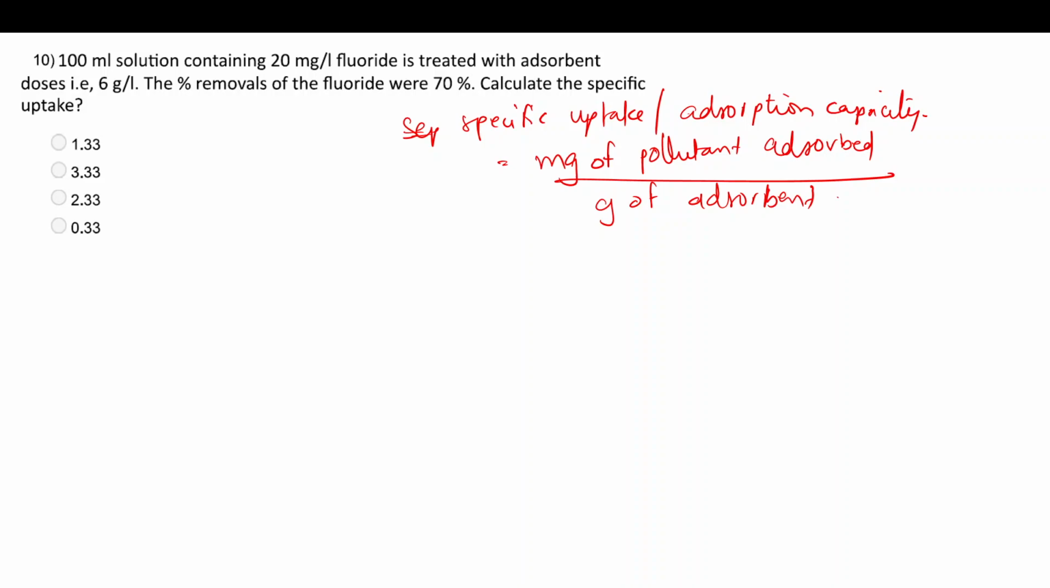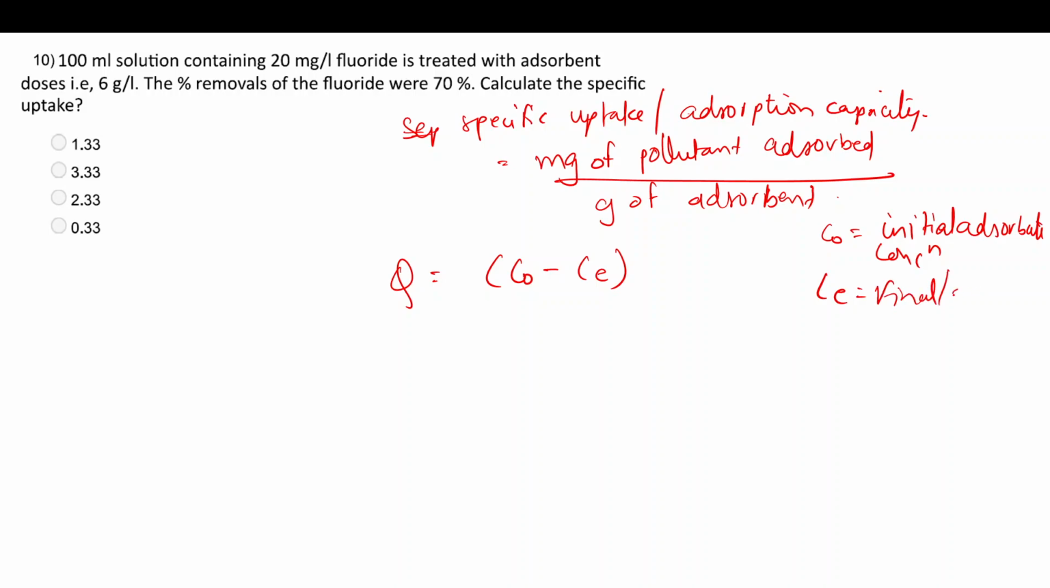Okay, so there is one formula to calculate this. That is Q equals C naught minus C equilibrium. C naught here is the initial adsorbate concentration. C is the final or equilibrium adsorbate concentration in the solution. So here it will be water. Water is having fluoride, so the pollutant here is fluoride.